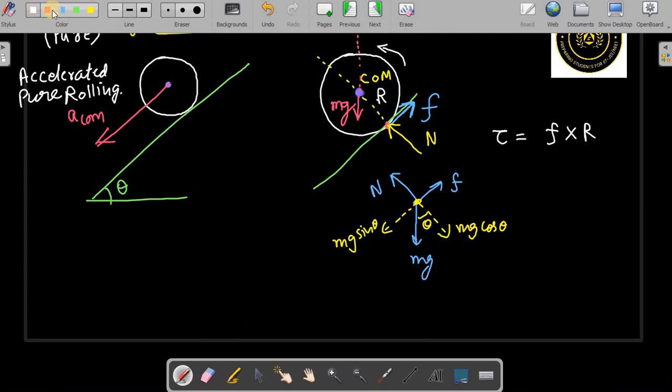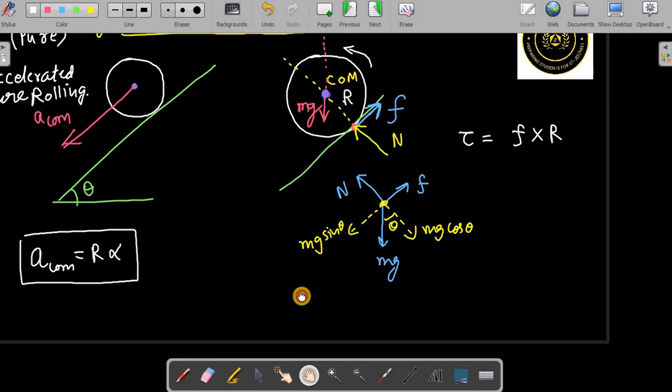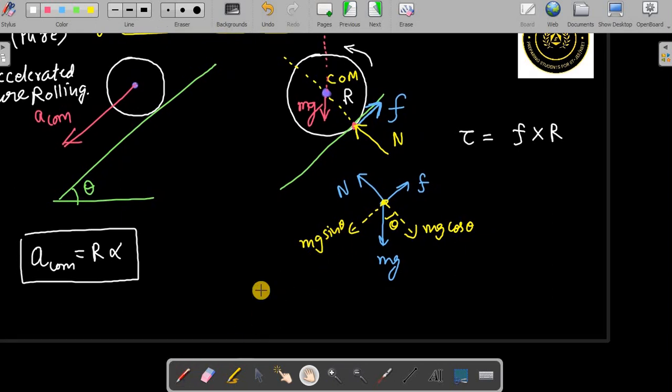But in accelerated pure rolling, the condition, if you remember, is that the acceleration of the center of mass is r into alpha. This condition we can apply, right? So let us calculate this torque. Torque is friction into r. And what about the net force? Net force you can write as mg sin theta minus friction, because normal will balance mg cos theta, right? So mg sin theta minus friction, that is the net force, which is mass into acceleration of the center of mass.